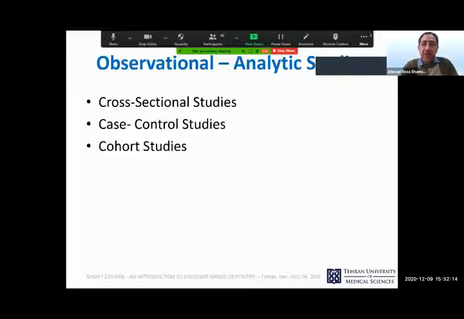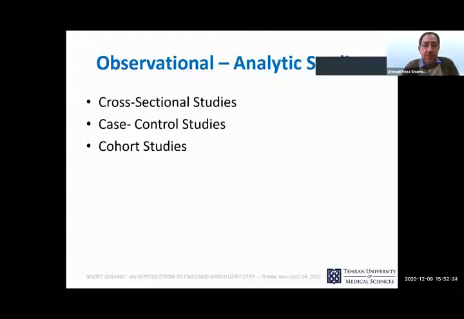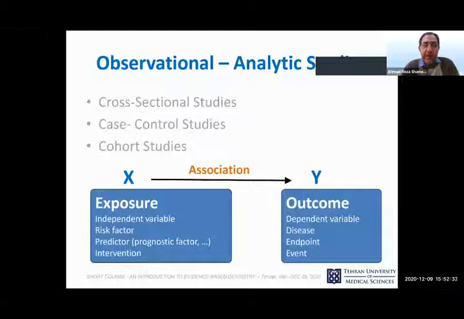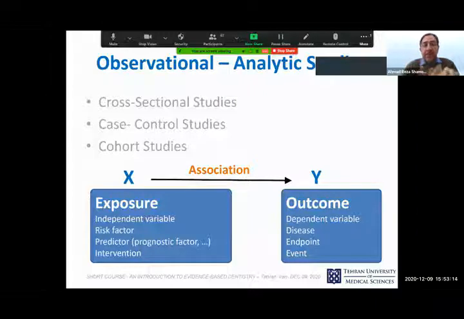In the category of observational studies, there are three main analytic study designs named cross-sectional, case control, and cohort studies. In analytical studies, we try to investigate the association between at least two variables, here X and Y. We name X as the exposure variable, independent variable, in some cases maybe a risk factor, predictive factors or prognostic factors, or also maybe an intervention in clinical trials, for example. And the Y stands for outcome variable, dependent variable, in some cases disease, endpoints and events.